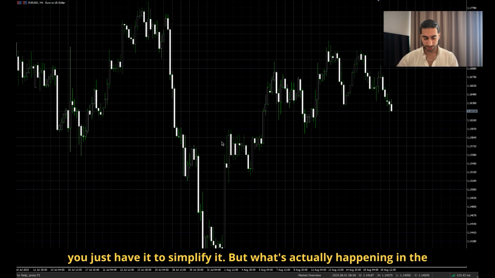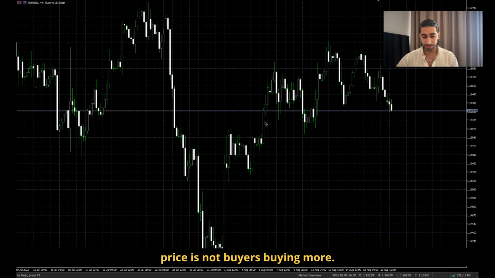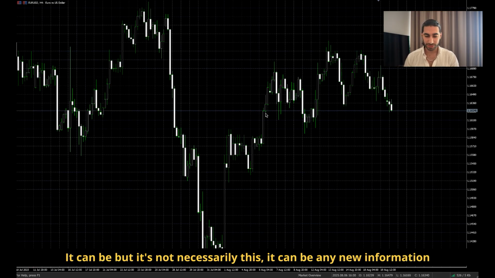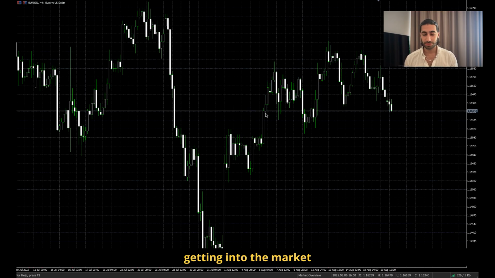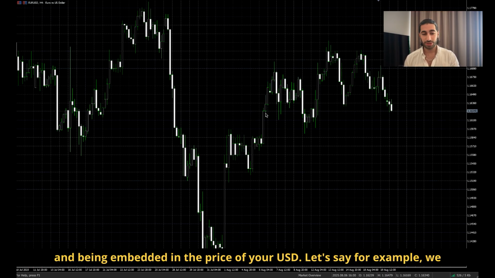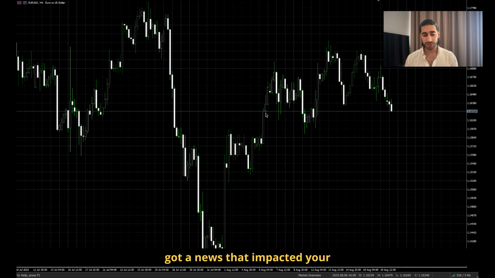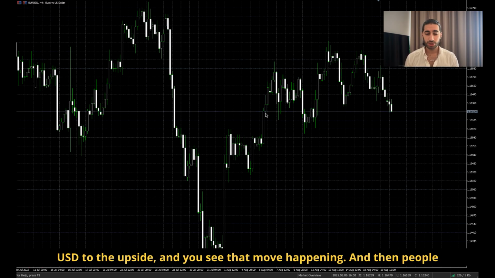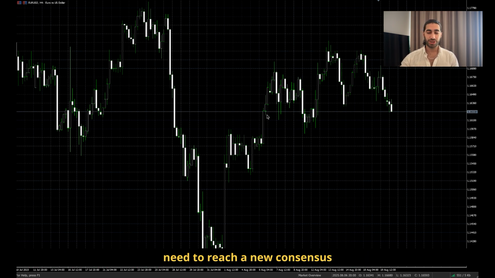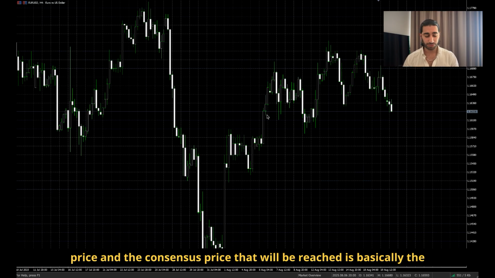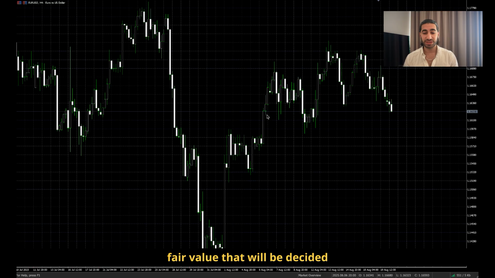But that's also false to say. It's just a habit to simplify it. But what's actually happening in the price is not buyers buying more. It can be, but it's not necessarily this. It can be any new information getting into the market and being embedded in the price of Euro USD. Let's say, for example, we got a news that impacted Euro USD to the upside, and you see that move happening, and then people need to reach a new consensus price, and the consensus price that will be reached is basically the fair value that will be decided for this asset.